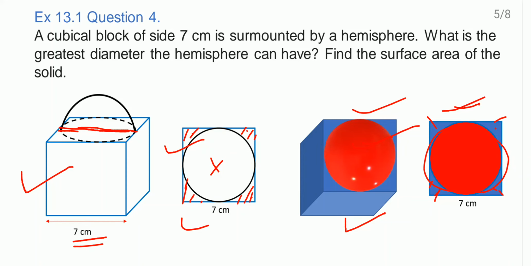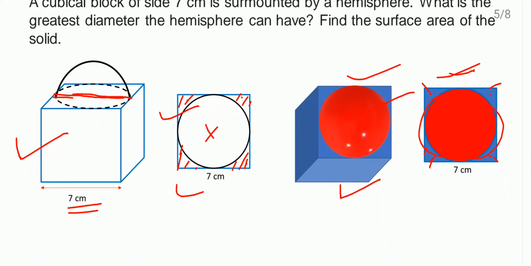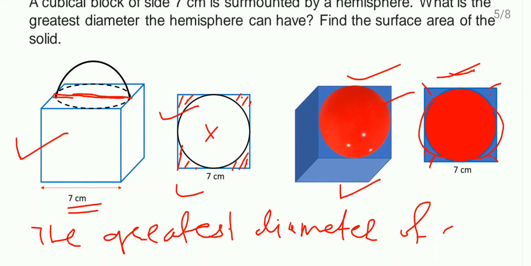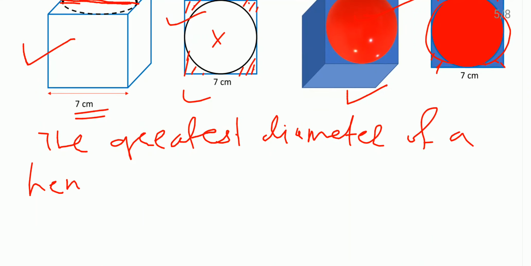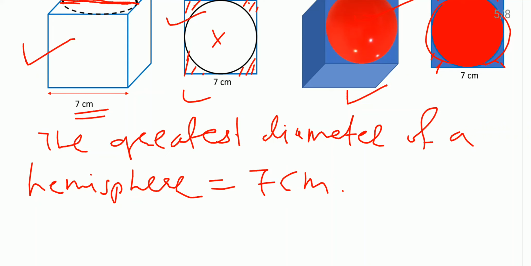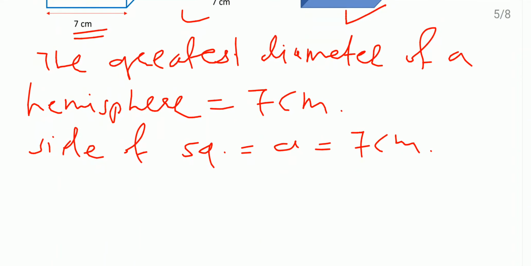So I'll get the area of these 4 corners. Okay, so let us write it down properly. First I'll write down the greatest diameter of a hemisphere is equal to 7 centimeter. Now side of square, I'll write it down as a, side of square, which is equal to a, which is equal to 7 centimeter. You can say square, you can say cube, the side will be 7 only, it will remain the same. And r is the radius of the hemisphere, which is equal to 7 by 2 centimeter. All those things we have written.